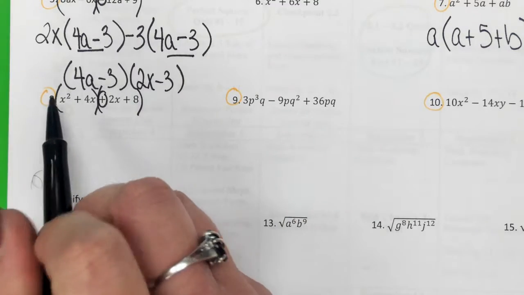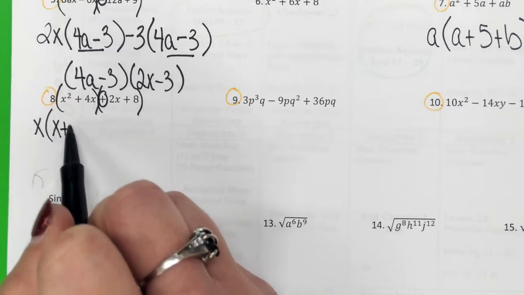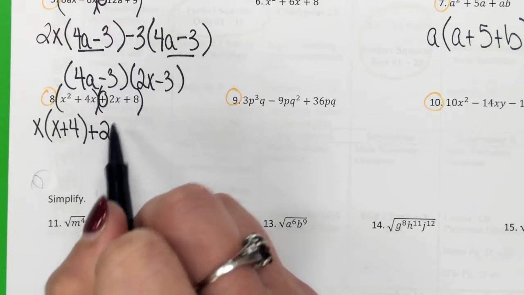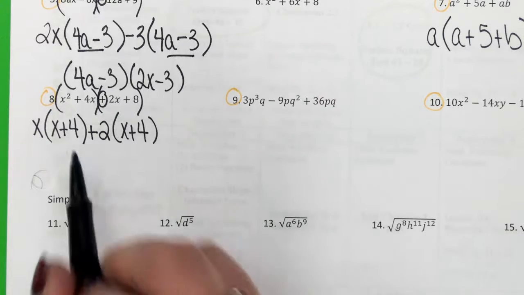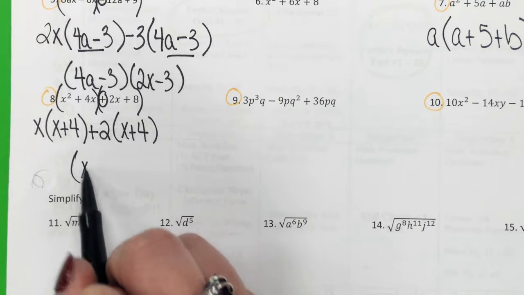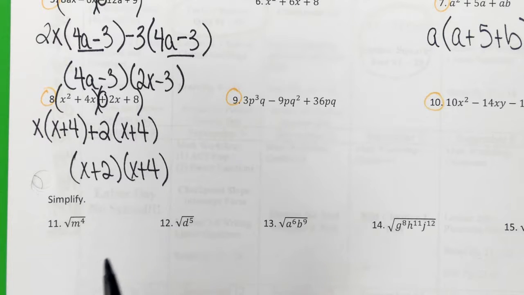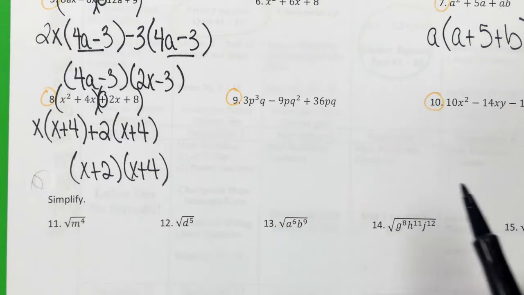So what do the first 2 have in common? X. Take that out and what leaves you with? And then you have to bring that plus sign, so it's plus 2. X plus 4. There you go. So what do you have? X plus 2. X plus 2, X plus 4, or X plus 4, X plus 2. It doesn't matter the order, as long as what's inside the parentheses are in the correct order.